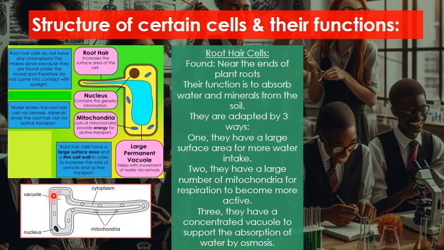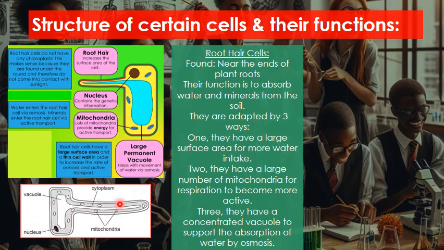So this cell is called the root hair cell. It is found at the ends of the plant roots. Its function is to absorb water and mineral salts or minerals from the soil, right? How is it adapted? What are the features that enable it to do the function, right?